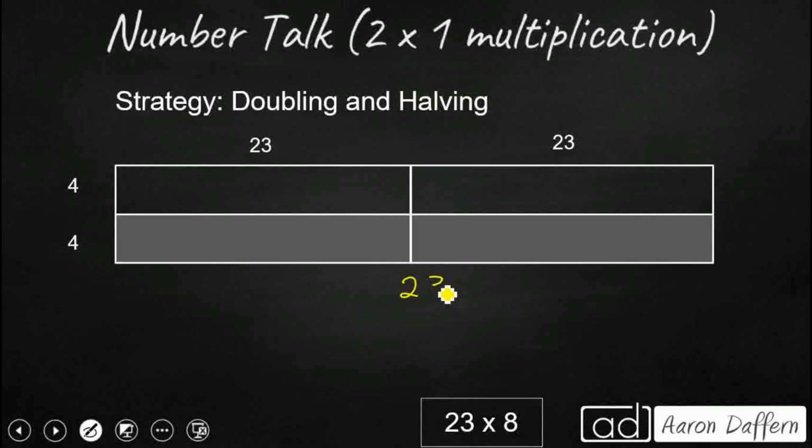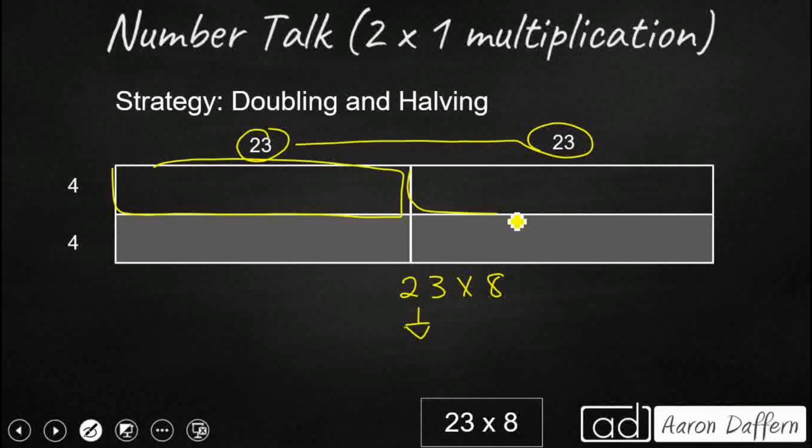Doubling and halving could be something that we could use sometimes. So what this does is this says we're going to take one of our factors. In this case, we're going to take 23, and we're going to double it. Look, I've got one set of 23, but now I added another set of 23. So now I've got 46.